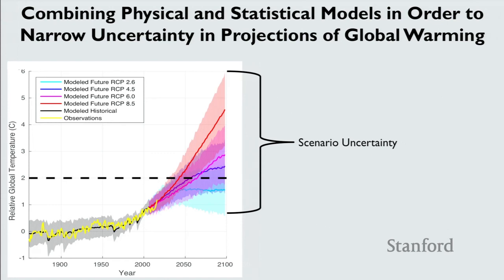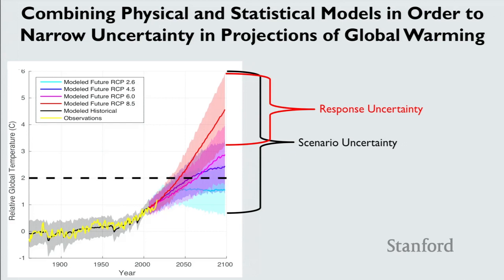The scenario uncertainty has to do with technological changes, socioeconomic changes, population, and various things like that. That is something the geographers and demographers look at, trying to narrow uncertainty on, but that's not what we're focused on here. What we're focused on here is what we call response uncertainty.